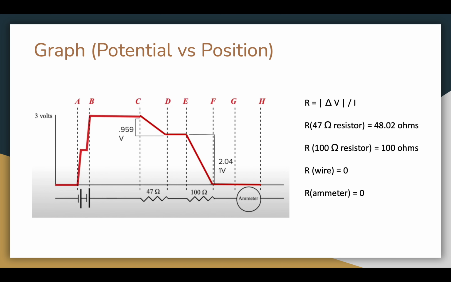If we were to use our calculated current to find the resistance of the resistors, we would use the formula resistance equals change in potential over current. This calculation results in a resistance of 48.02, 100, 0 and 0 ohms for the 47 ohm resistor, 100 ohm resistor, wire, and ammeter respectively.